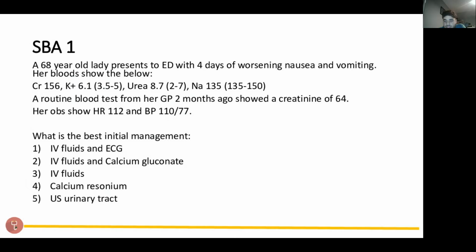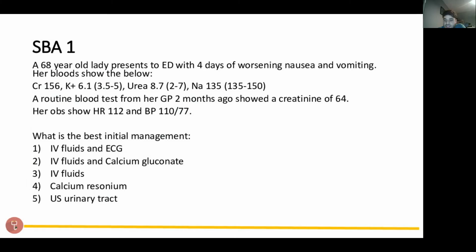So Rajika's question: if it's more than 6.5, then you wouldn't do an ECG? You would still do an ECG anyway, as I just said. You want to look for ECG changes. And if there aren't any, then the inclination to give the calcium gluconate is less, but you can still give it.